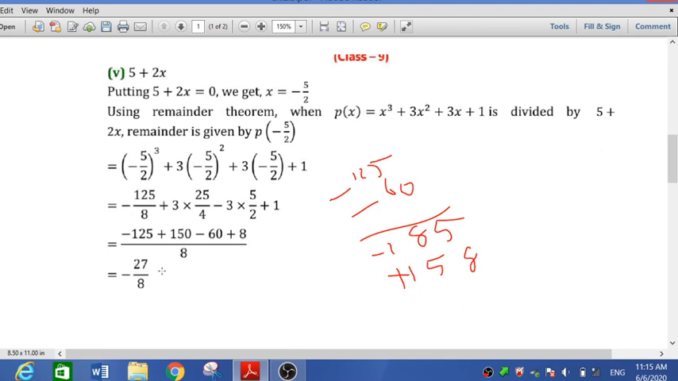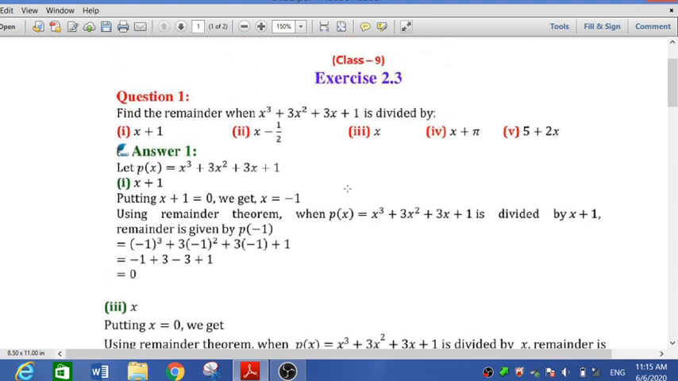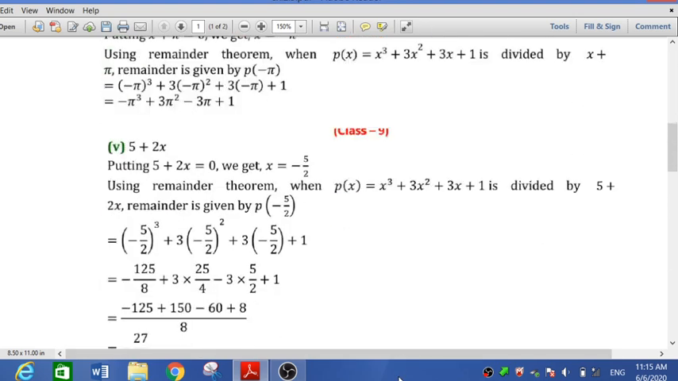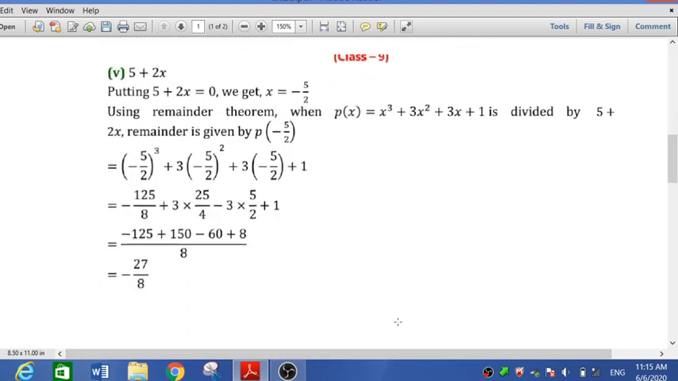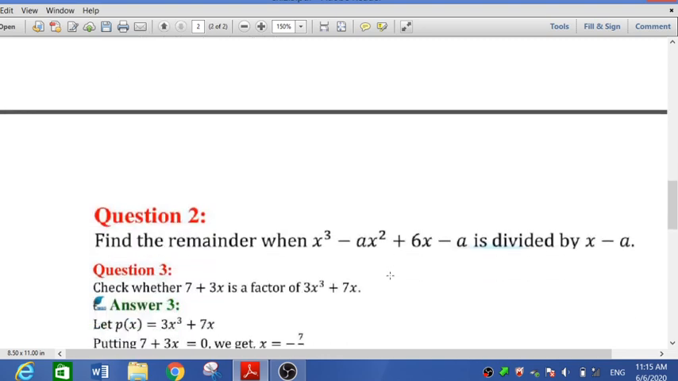So exercise 2.3, question number 1. There are 5 sums. Out of 5, I have explained 4 properly. If you do not understand this type of sum, you can call me on WhatsApp or send the doubts on WhatsApp. I am trying to solve it myself.